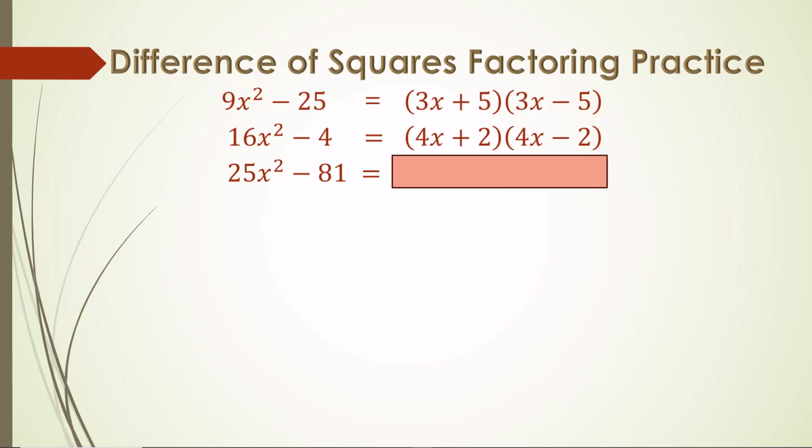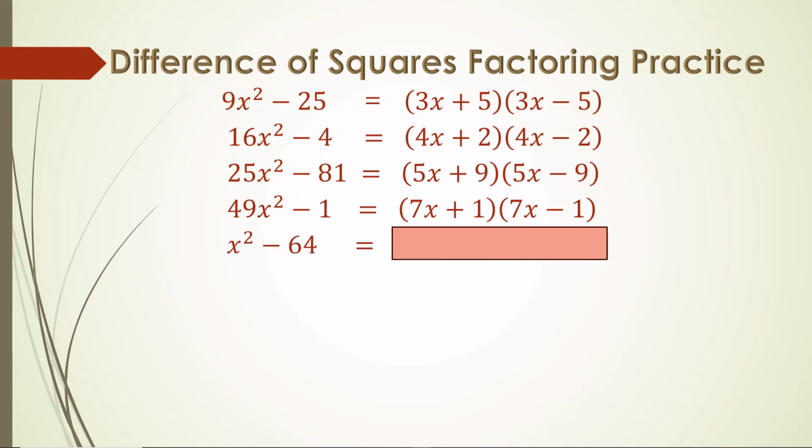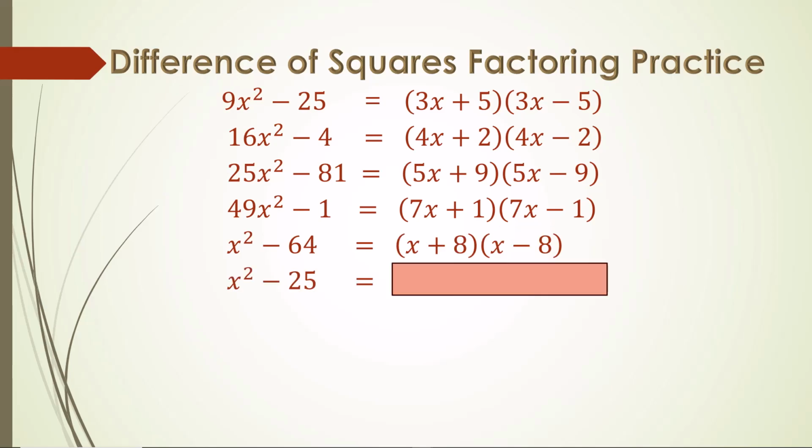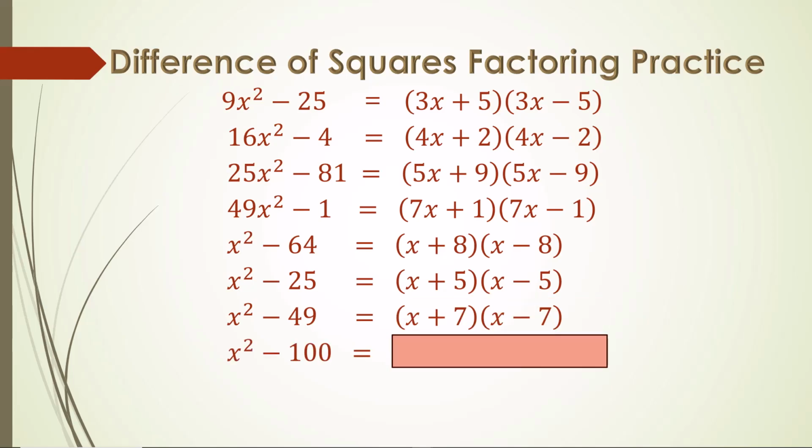Here we have 25x squared minus 81, which factors to be 5x plus 9, 5x minus 9. 49x squared minus 1, square root of each term, 7x and 1, put it into the pattern, 7x plus 1, 7x minus 1. x squared minus 64 factors to be x plus 8 and x minus 8. x squared minus 25, x plus 5 and x minus 5. x squared minus 49, x plus 7, x minus 7. x squared minus 100, x plus 10, x minus 10.